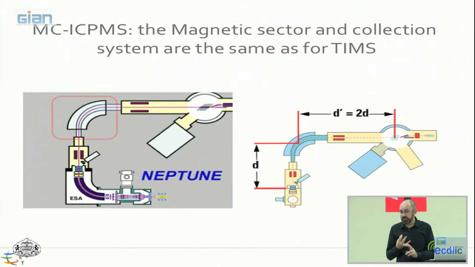The big difference is that the only way to accelerate an ion beam in a machine which starts at atmospheric pressure is to put all the machine at minus 10,000 volts. Okay? Otherwise, if you do not do this, then you will have electric arcs everywhere. So the Neptune, when you see it, is completely covered, completely protected, because all the machine is at minus 10,000 volts. Okay? That's the big difference between the TIMS and this machine.